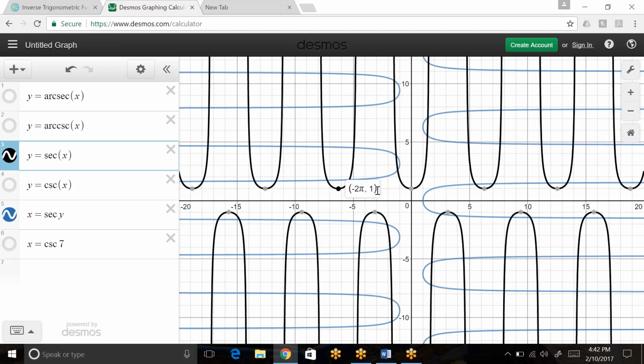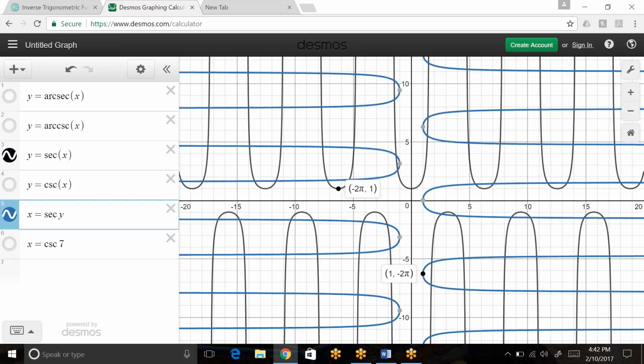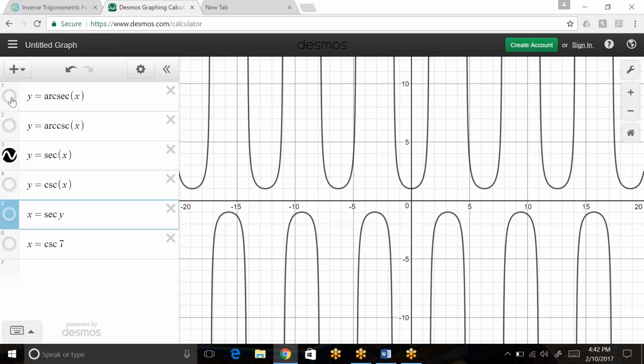Here's negative 2 pi, 1. The inverse match of that is down here, 1 comma negative 2 pi. So all of these guys, the vertical ones, have a matching one that is now horizontal. Now that gets really dizzying to look at. So if you use the arc secant graph, they've already taken into account some of that stuff.